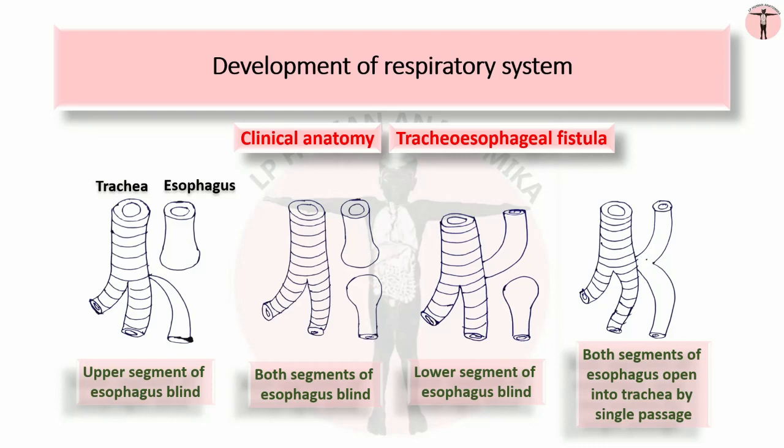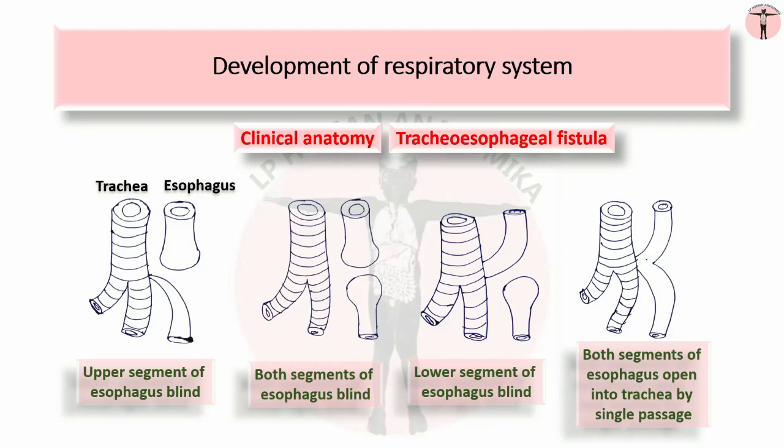Tracheoesophageal fistula results from incomplete division of the cranial part of the foregut. Incomplete fusion of the tracheoesophageal folds results in a defective tracheoesophageal septum, leading to communication between the trachea and esophagus. Tracheoesophageal fistula is the most common anomaly of the lower respiratory tract. 4 main varieties of the tracheoesophageal fistula may develop.